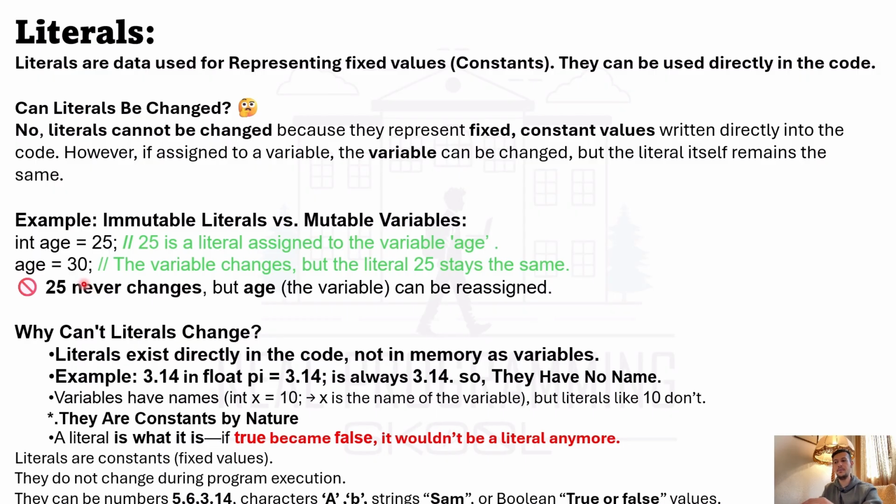Why does 25 stay the same? Because here we do not change 25, we put 30, which means we changed the variable, because 25 is not 30. So 25 never changed, but the age, which means the variable, can be reassigned. Why can't literals change? Because literals exist directly in the code, not in memory as variables. Example like 3.14, the byte that we talked about before. It's always 3.14, so we cannot change it. It's always like this. Literals are fixed values, they're constants.